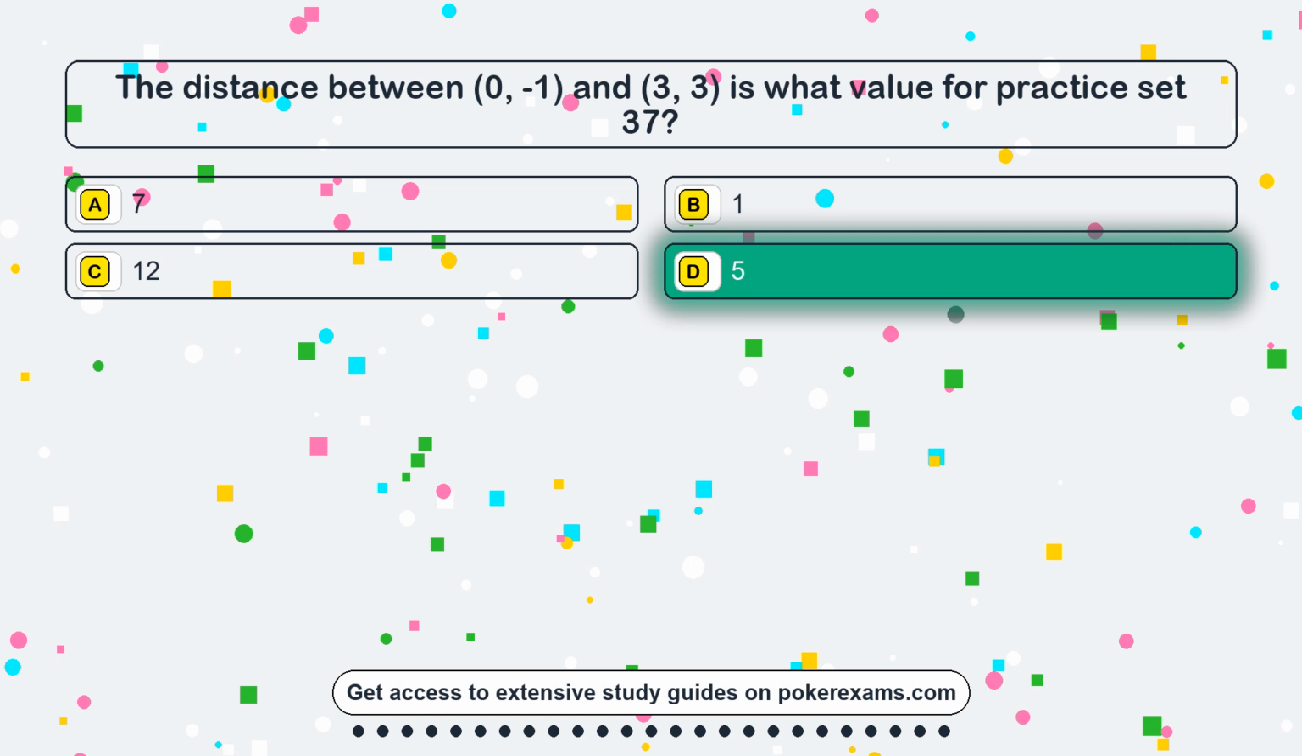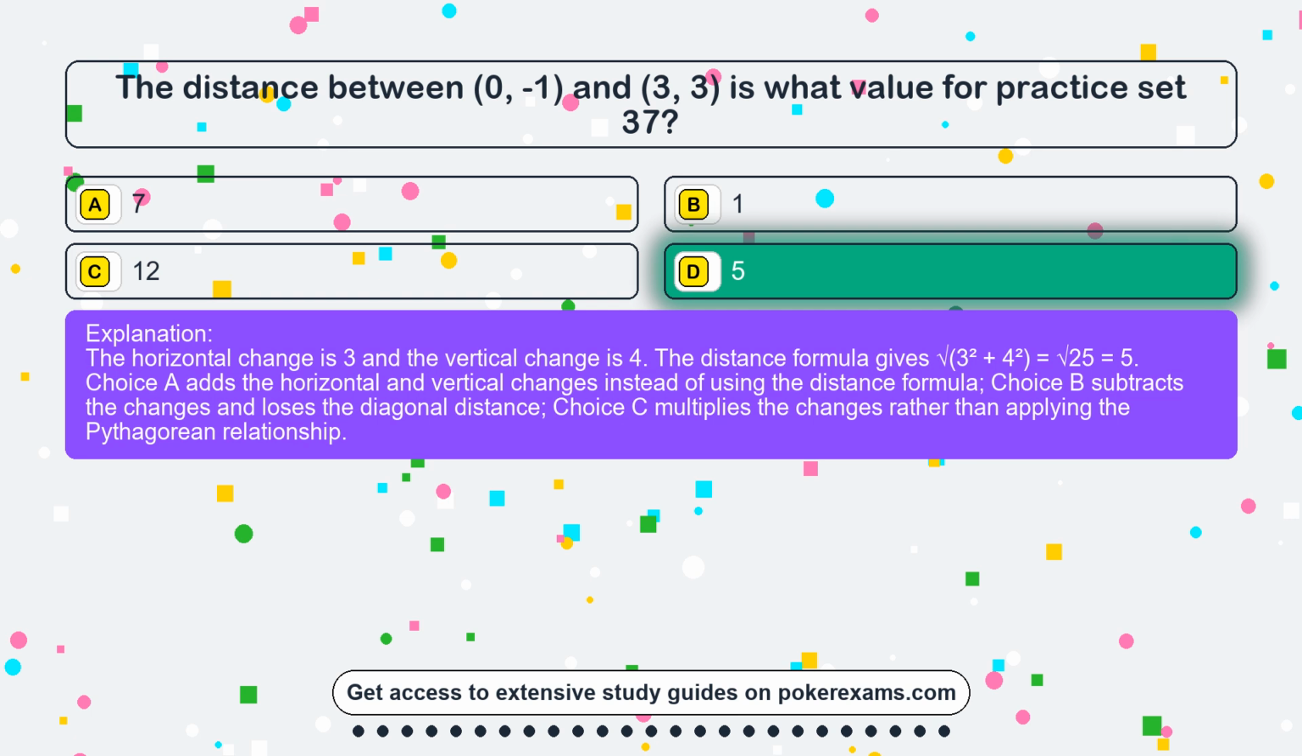The correct answer is option D, 5. The horizontal change is 3 and the vertical change is 4. The distance formula gives the square root of 3 squared plus 4 squared, which equals the square root of 25, which equals 5. Choice A adds the horizontal and vertical changes instead of using the distance formula. Choice B subtracts the changes and loses the diagonal distance. Choice C multiplies the changes rather than applying the Pythagorean relationship.